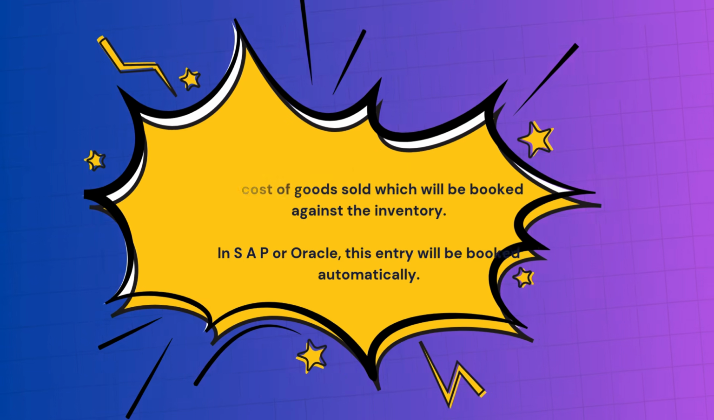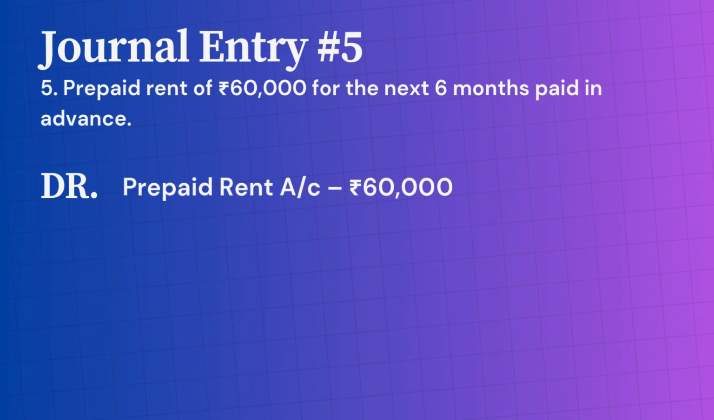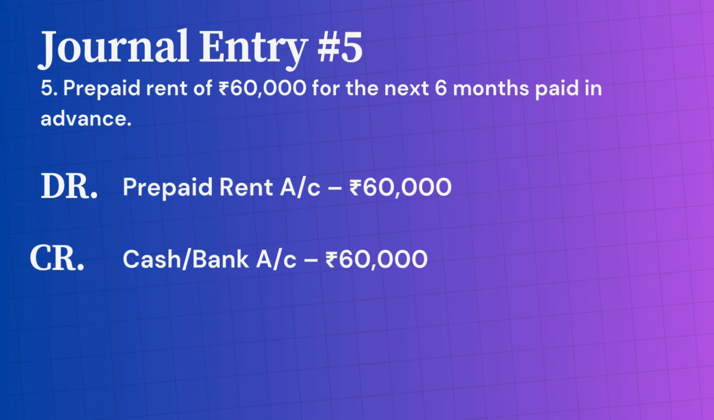Our next journal entry is journal entry number 5, prepaid rent of 60,000 rupees for the next 6 months paid in advance. So, to book the advance or prepaid rent, we will debit prepaid rent account 60,000 rupees and credit cash bank account 60,000 rupees. Why? Prepaid rent is an asset.